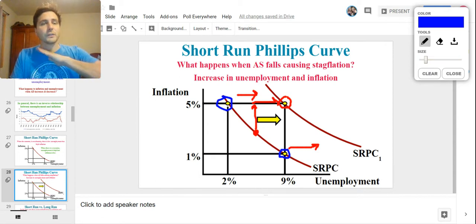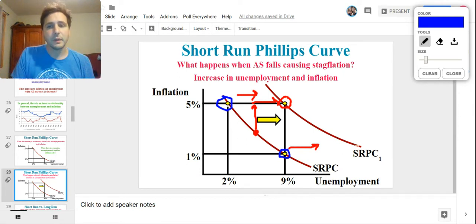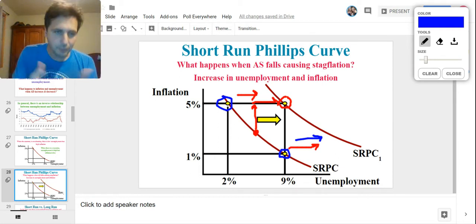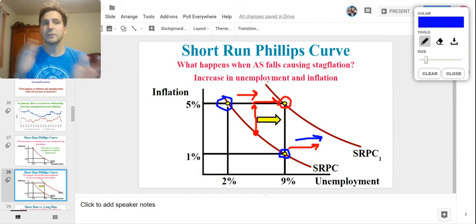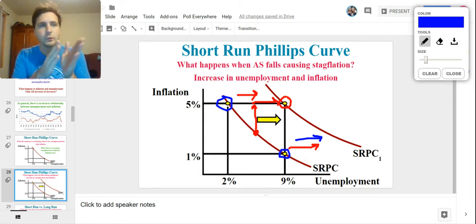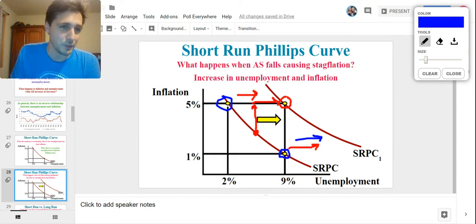And then if aggregate supply shifts left, the short run Phillips curve is going to shift right. If aggregate supply shifts right, the short run Phillips curve is going to shift left. Okay, so it shifts in the opposite direction of aggregate supply. A shift in aggregate demand moves us along the Phillips curve. A shift in aggregate supply shifts the Phillips curve in the opposite direction.